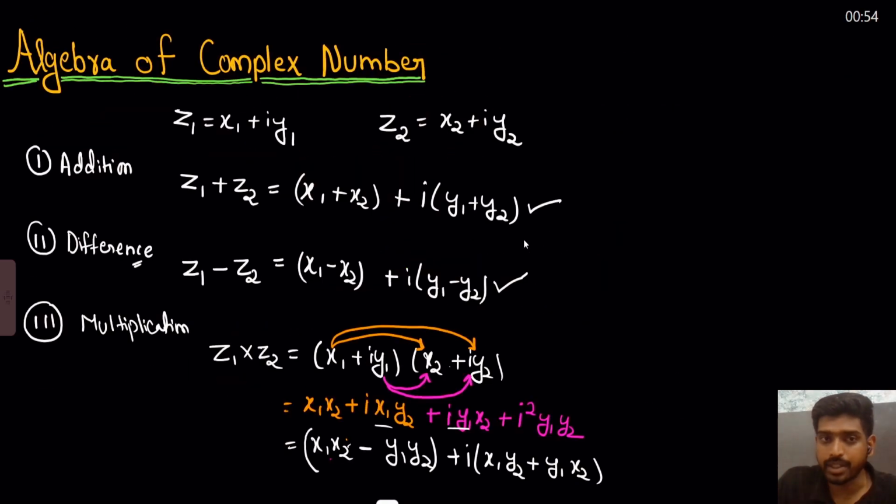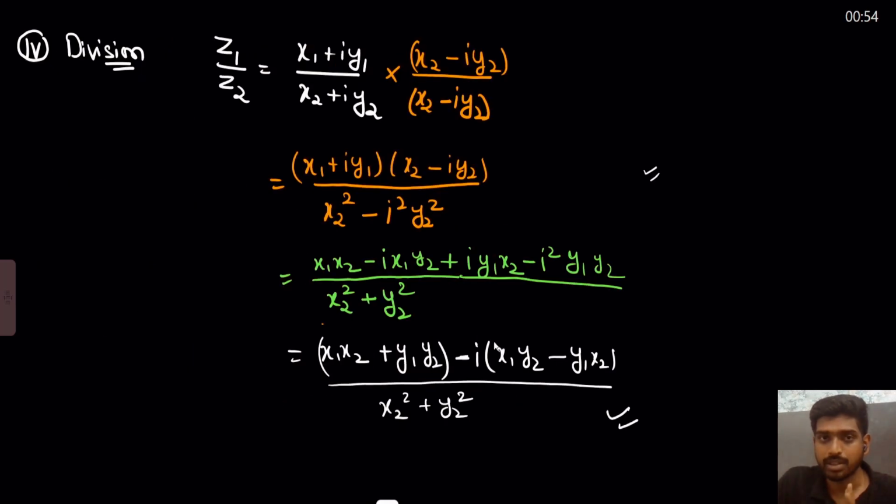First we have seen how to do addition. Addition is very simple. Simply add the real parts and the imaginary parts separately. Difference is also very easy. Subtract the real parts, subtract the imaginary parts. Multiplication we multiply like two polynomials. Division will divide two complex numbers. If there is iota in the denominator, then we rationalize and remove the iota from the denominator. Whatever answer we get is our resultant complex number.